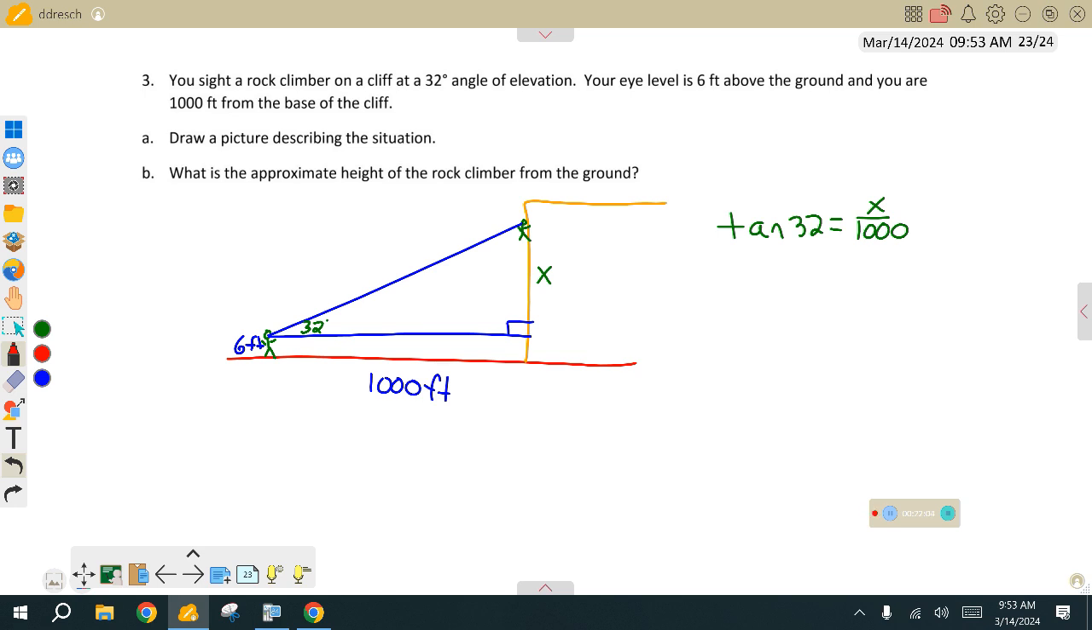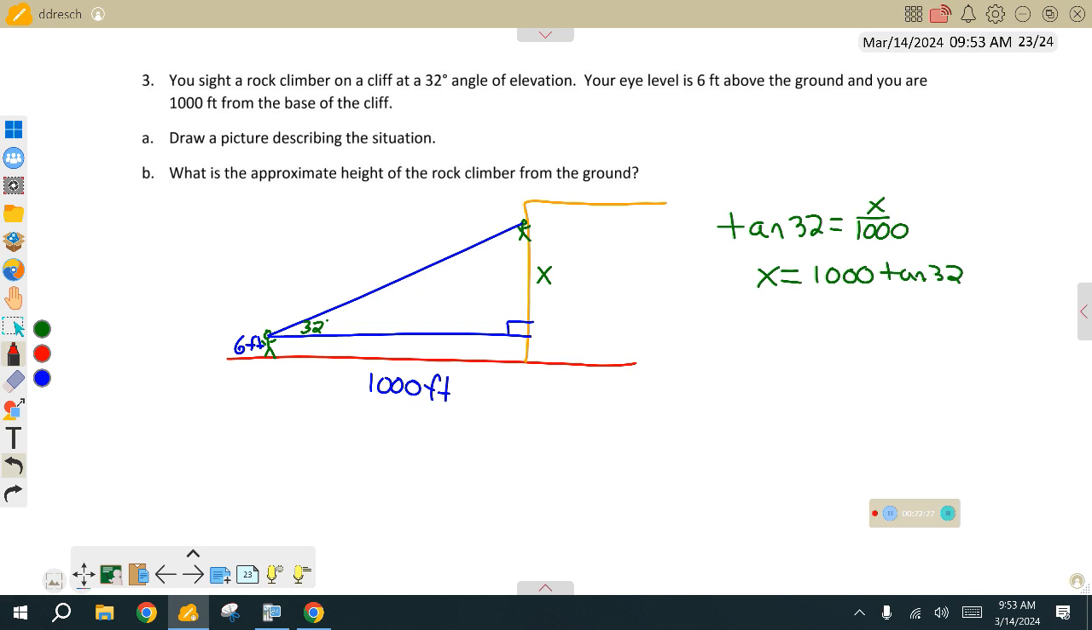Nothing really crazy. The biggest part is, can you interpret the scenario? Can you interpret Mr. Christian's drawing? All right, 1,000 times the tangent of 32.